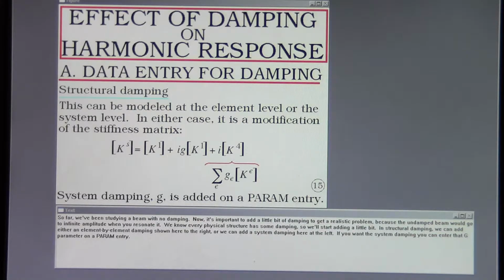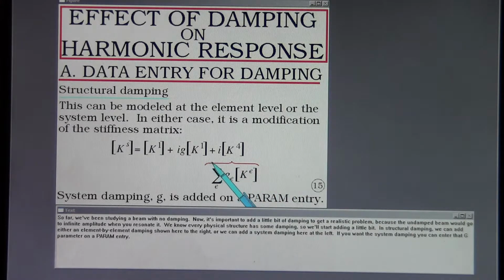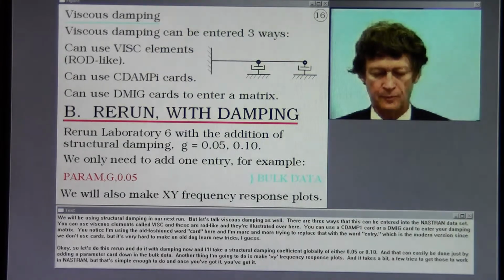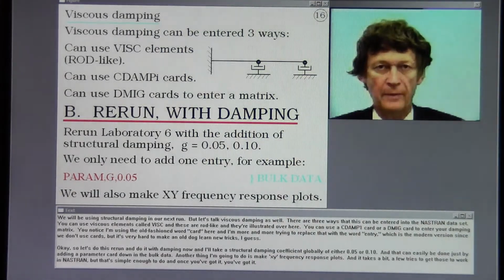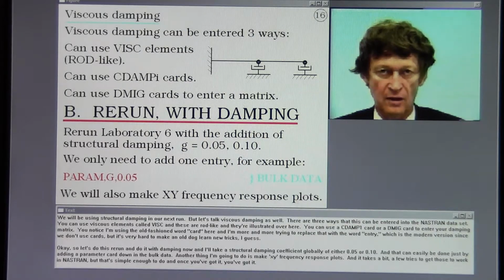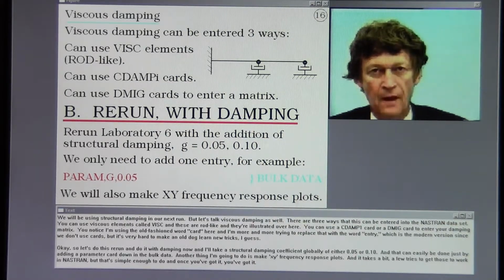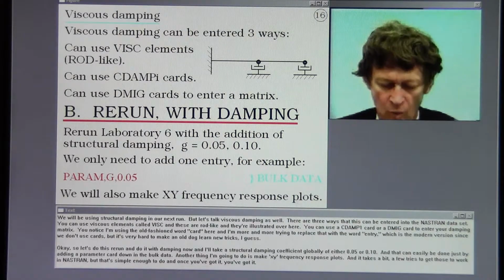In structural damping, we can add either an element by element damping, shown here to the right, or we can add a system damping here at the left. If you want the system damping, you can enter that G parameter on a param entry. We will be using structural damping in our next run, but let's talk about viscous damping as well.